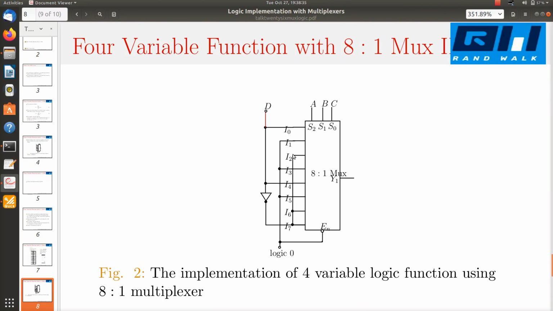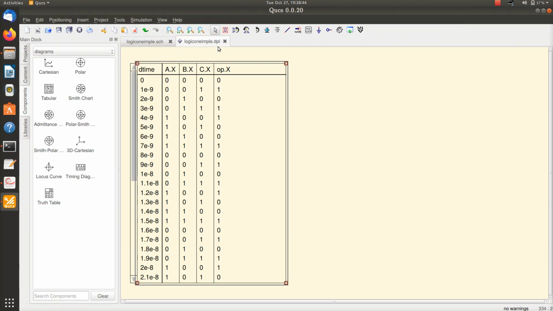Here what I do is I give the least significant variable to the data lines and the most significant variables to the select lines. Now I can run this simulation.